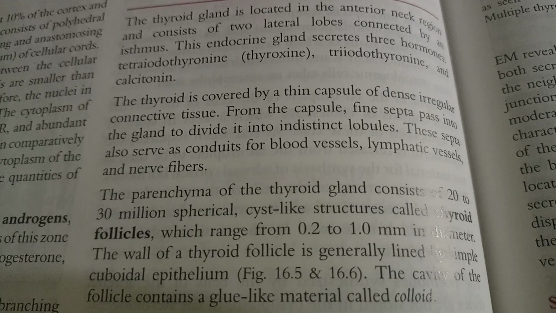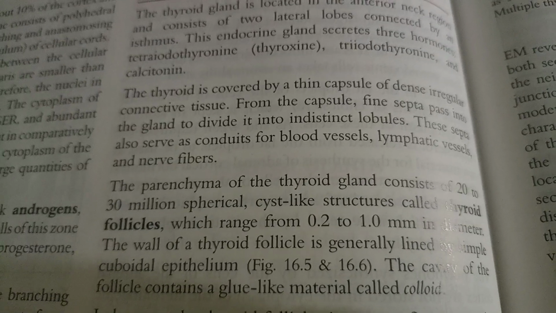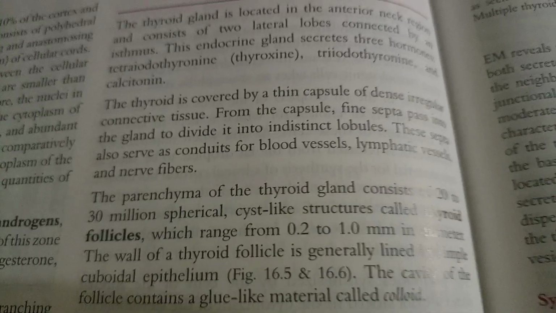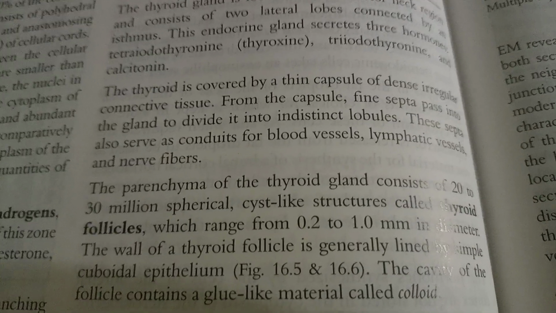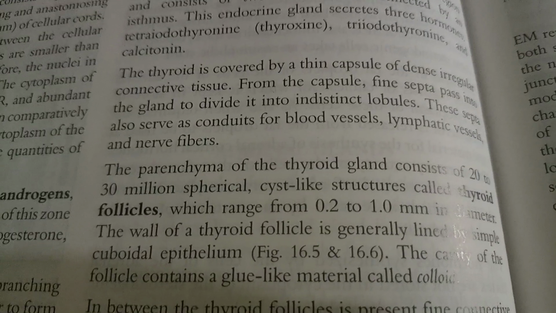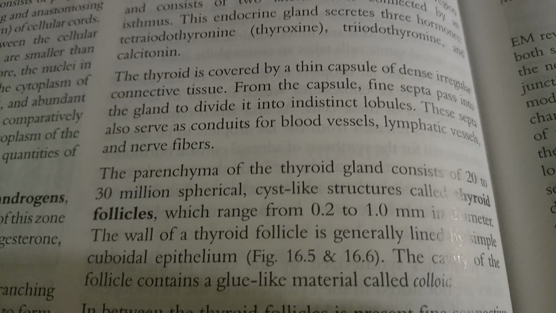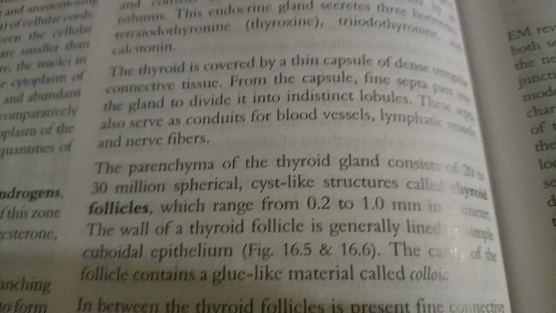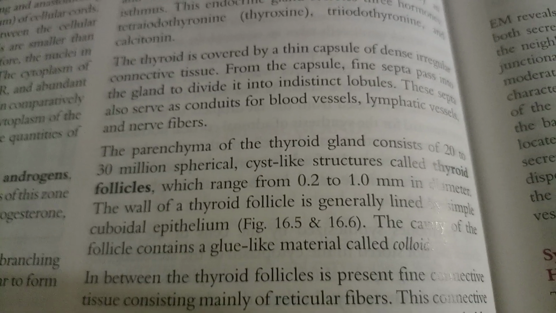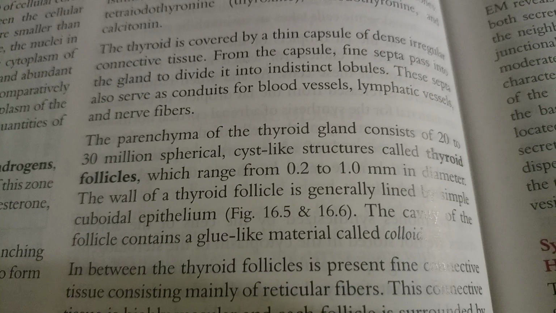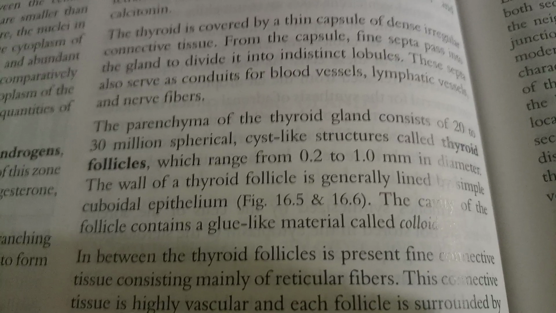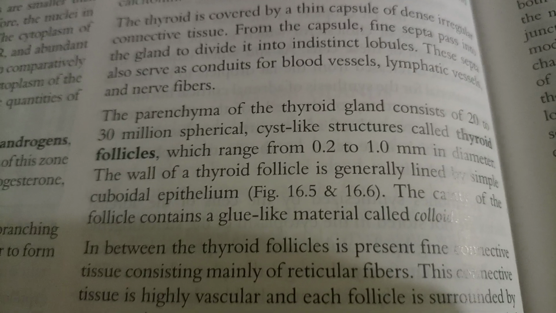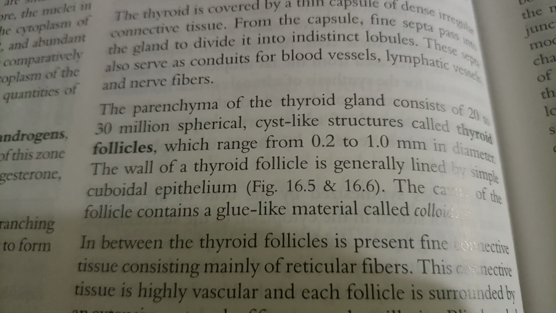From the capsule, fine septa pass into the gland and divide it into indistinct lobules. These septa also serve as conduits for blood vessels, lymphatic vessels, and nerve fibers. The parenchyma of the thyroid gland consists of 20 to 30 million spherical cyst-like structures called thyroid follicles, which range from 0.2 to 1.0 millimeter in diameter.